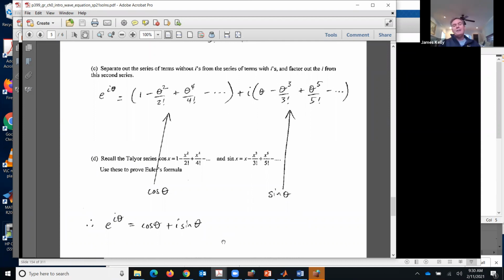Any questions about that little mini derivation there that I would have forced you to write down and go through in class, but I'm sort of going through it together here.